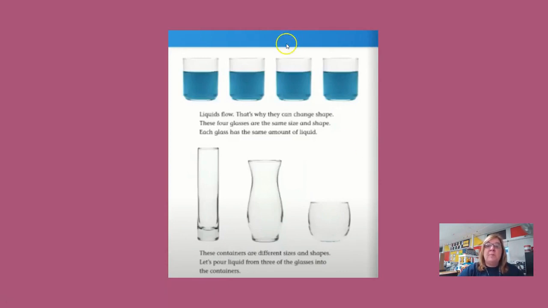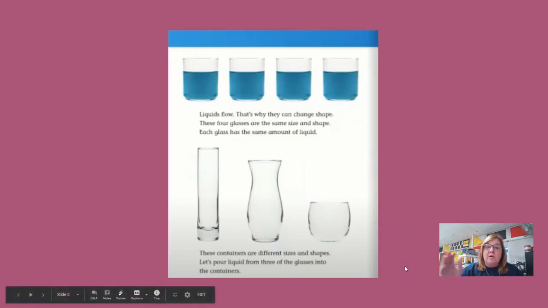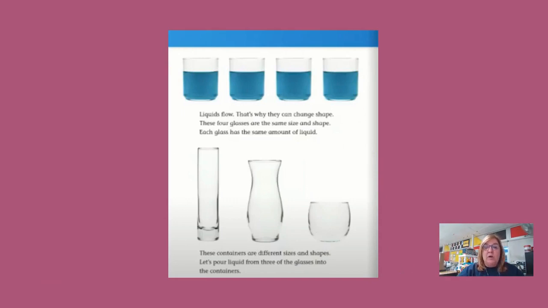These 4 glasses up here at the top have the same amount of liquid in each one of them. And you can see, you can draw a line almost all the way across that they're exactly the same. The containers at the bottom are different sizes and different shapes. On the next page, we're going to pour the same amount of liquid into these different containers.